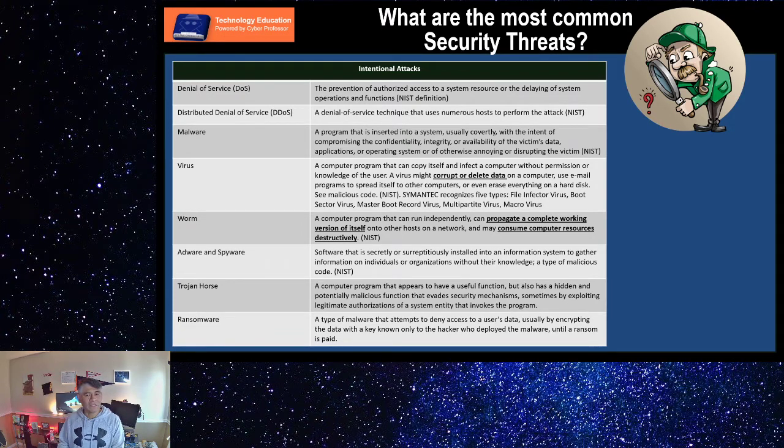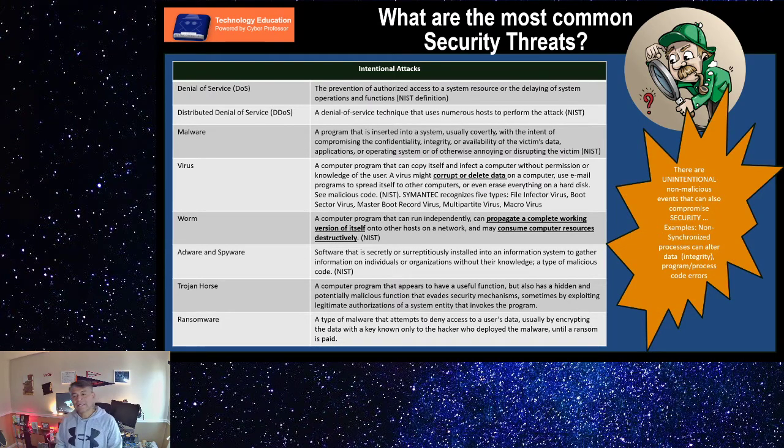And finally, another major example of an intentional attack is ransomware, which is defined as a type of malware that attempts to deny access to a user's data, usually by encrypting the data with a key known only to the attacker who deployed the malware, until the company that owns the asset pays the ransom.